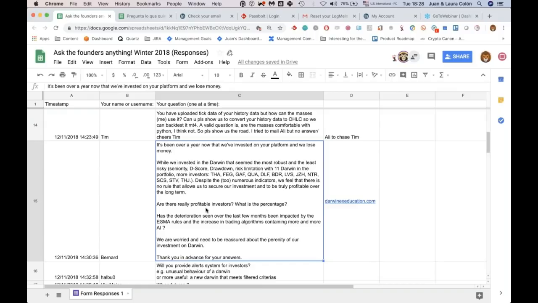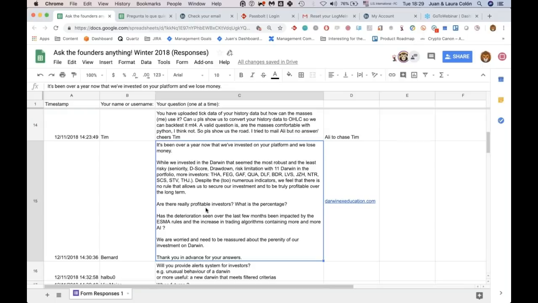Probably we faced the worst returns in the history of Darwinex in September and October, not November. November has been a good month for investors, and December is being a really, really good one. But it's true that September and October were really bad. So I think you need to think more about the long term. For example, we have a robot that is investing in more than 80 Darwins, and we suffered also during those two months, and we are recovering a lot.